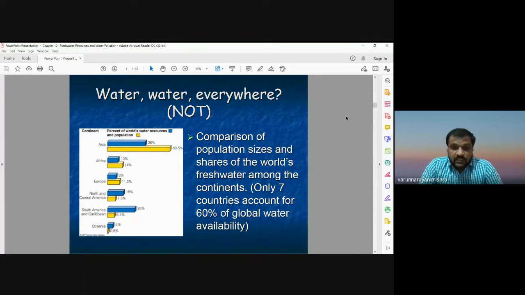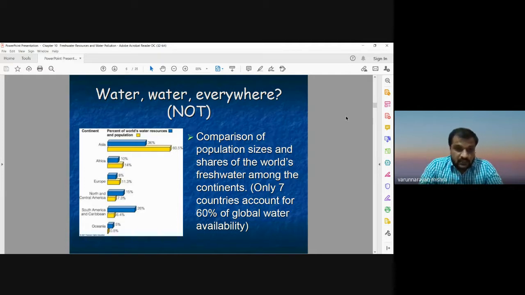Only 7 countries account for 60% of the global water availability. These are the continent-wise percentages of the water resources and the population, already discussed in the last class. The Asian countries have a high demand for water resources in comparison to their share. Asia has around 60% of the total world population, but only 36% of the water resources. Here water resources means fresh water sources. So you can see there is a large gap between the availability of fresh water and the total population size.